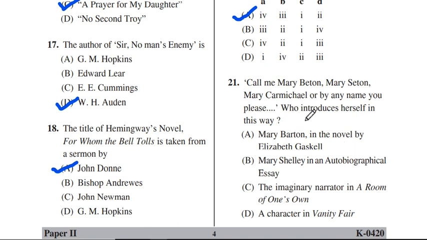Next, question number 21. "Call me Mary Beton, Mary Seton, Mary Carmichael, or by any name you please." Who introduces herself this way? The correct answer is the imaginary narrator in A Room of One's Own.